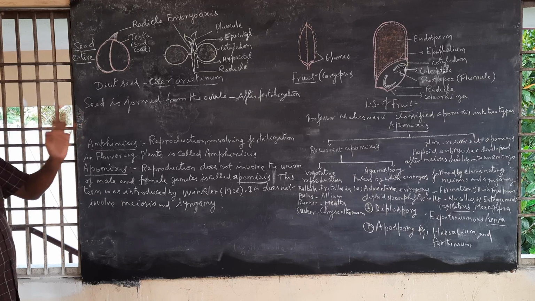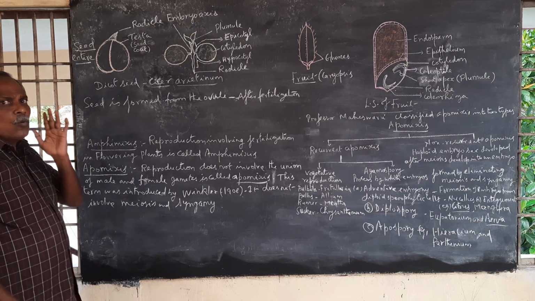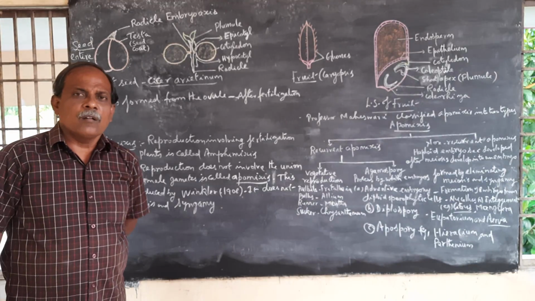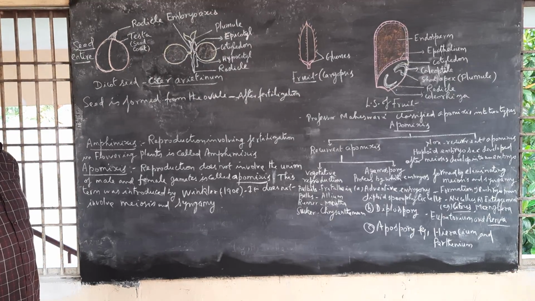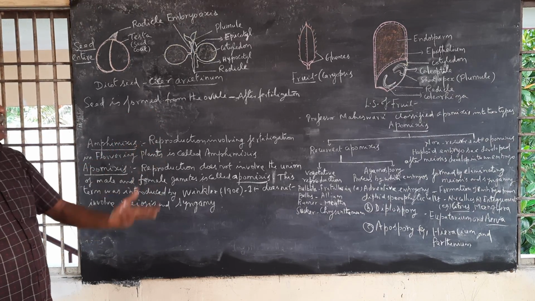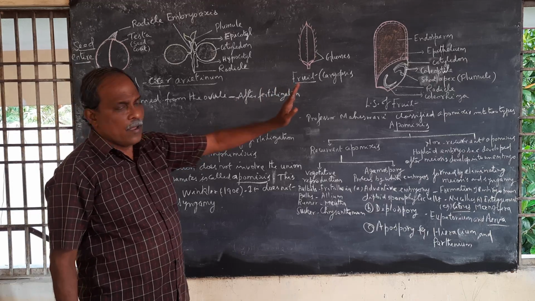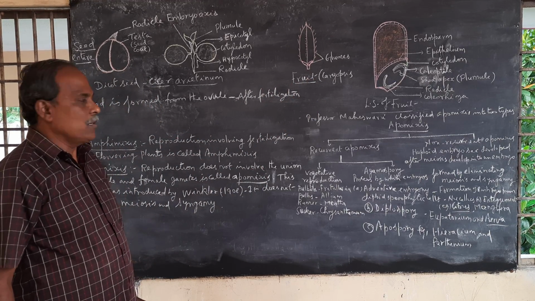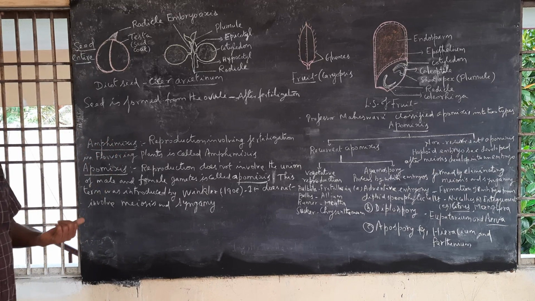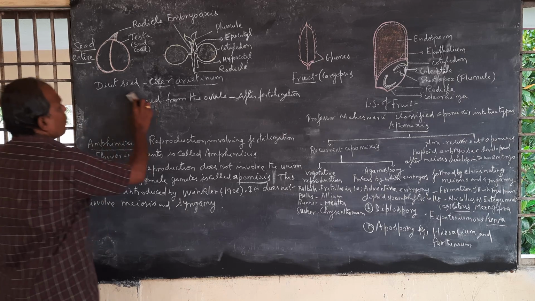Now, structure of dicot seed. Before you go into dicot seed, you must know about endospermous seeds and non-endospermous seeds. Seeds with endosperm are called endospermous seeds. Example: maize, wheat, paddy, castor, etc. There you get endosperm. Endospermous seeds are albuminous seeds. Seeds without endosperm are called exalbuminous seeds or non-endospermous seeds.